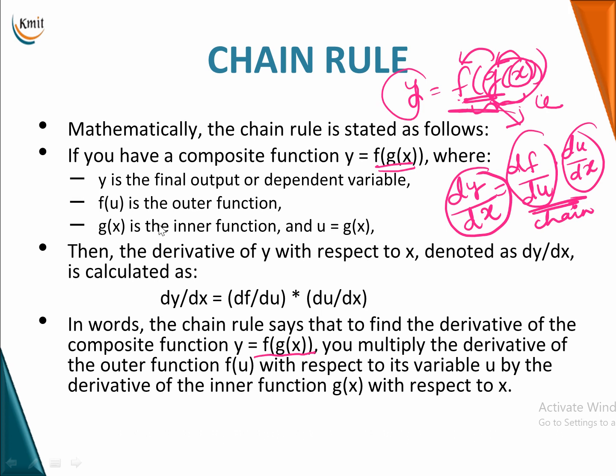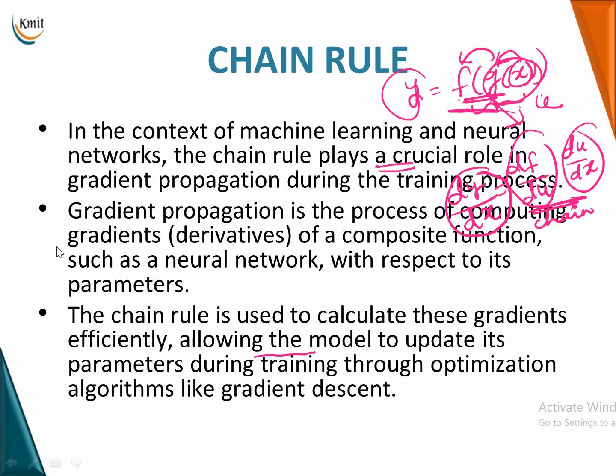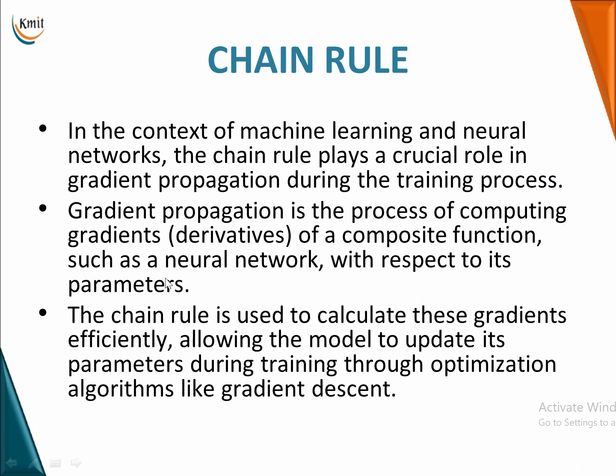Now, if I want to talk about neural networks and how they benefit: in the context of machine learning and neural networks, the chain rule plays a crucial role in gradient propagation during the training process. It's very, very important. You all know backpropagation. In neural networks, we give an input x to our model and calculate the output y. But there's a difference between this predicted output and the actual output, so we calculate the loss function, and we always want to minimize it. How do we do that? This model is influenced by parameters like weights and biases, so we have to fine-tune our weights and biases.